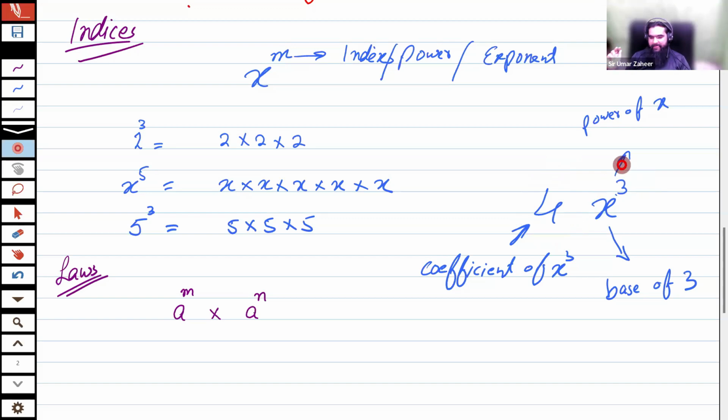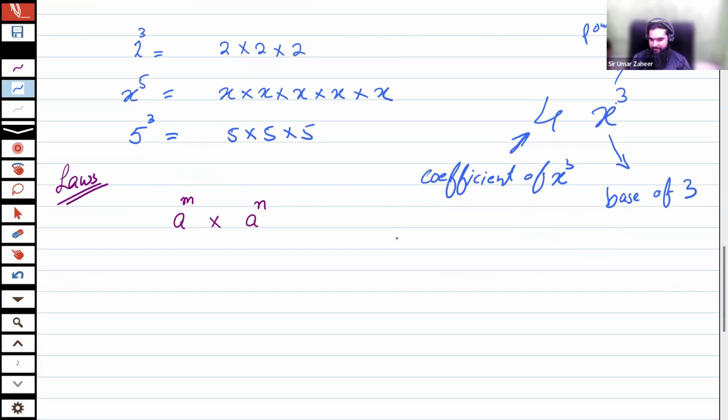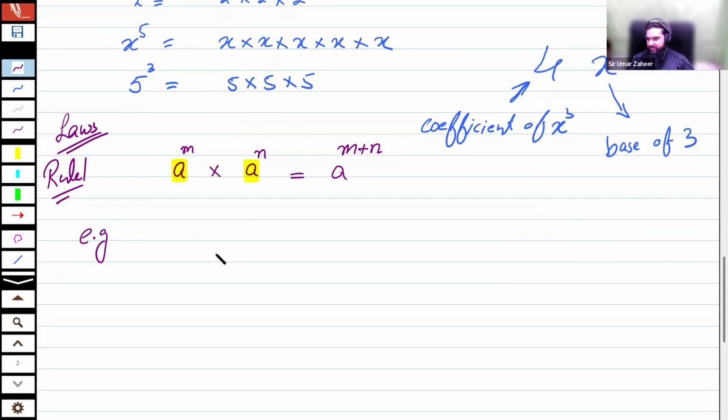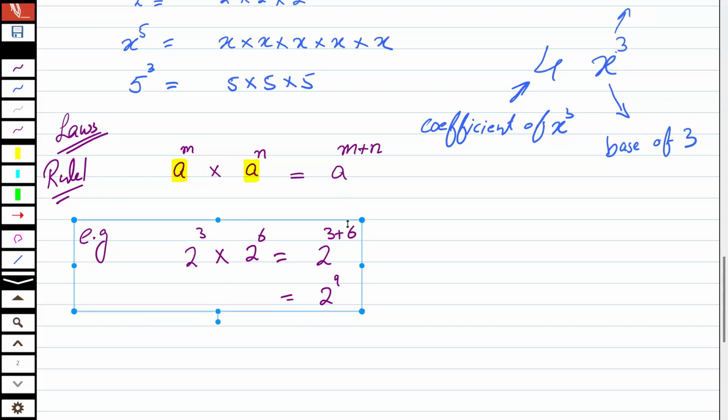So look here, that's rule 1. The rule says that if you are multiplying two numbers having the same base, you have to add the powers. For example, you have 2 raised to power 3 times 2 raised to power 6. Look here, the bases are the same, so we will add the powers. You will get 3 plus 6. So the final answer will be 2 raised to power 9. Yes, everyone. Any question? No, sir. All right.